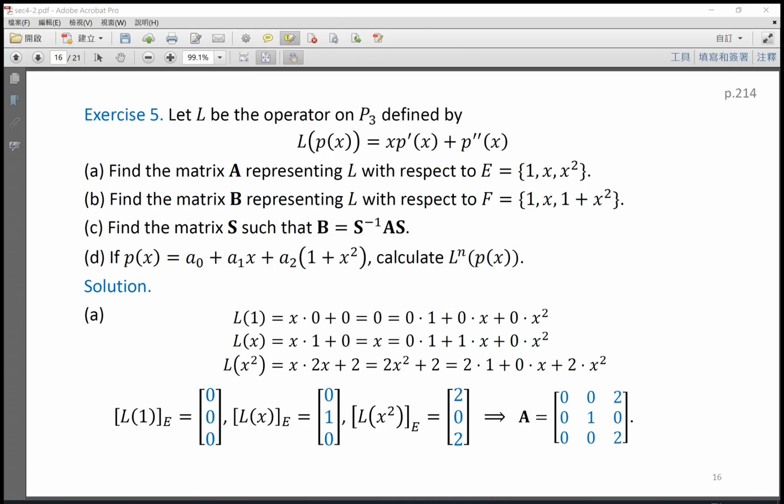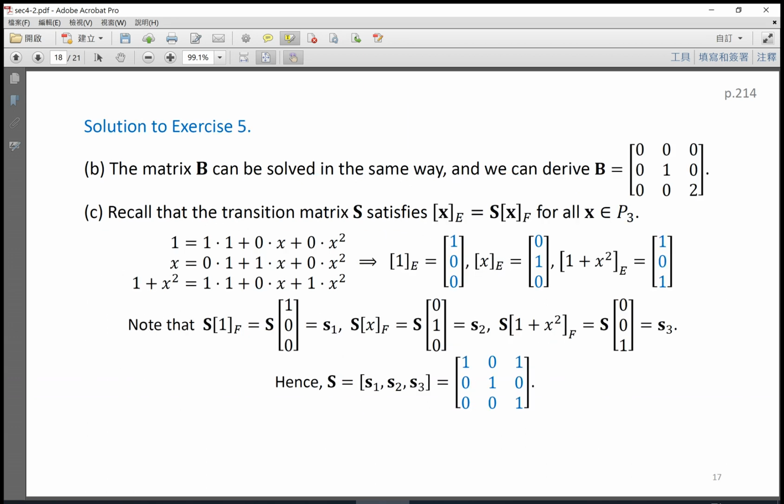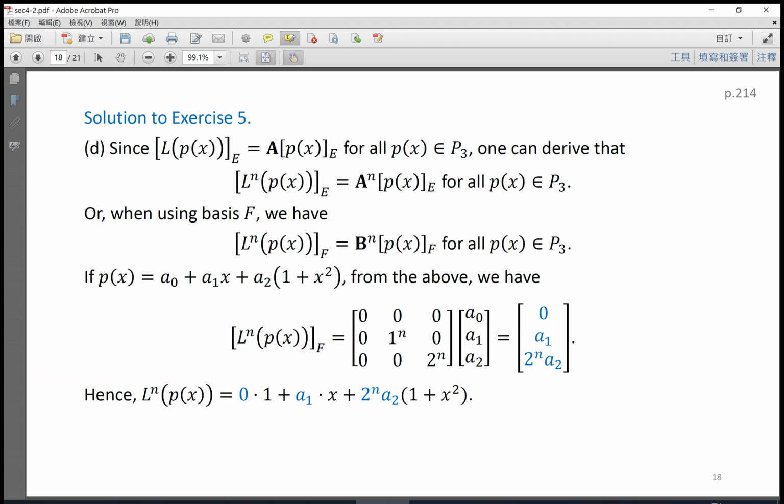In case D, we will compute L superscript n of P, which means to apply L n times consecutively. We will use the matrix representation formula for computing L. That is, the coordinate of L of P with respect to E equals A times the coordinate of P with respect to E for all P in P3.